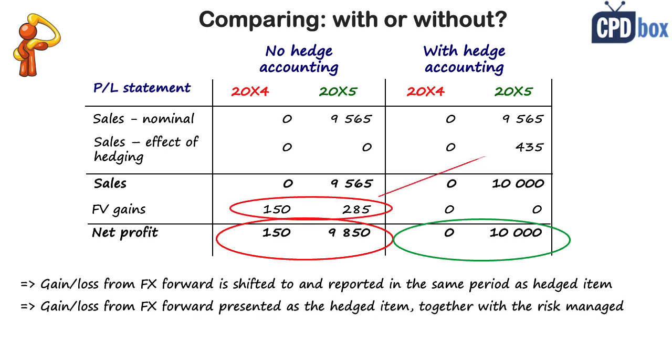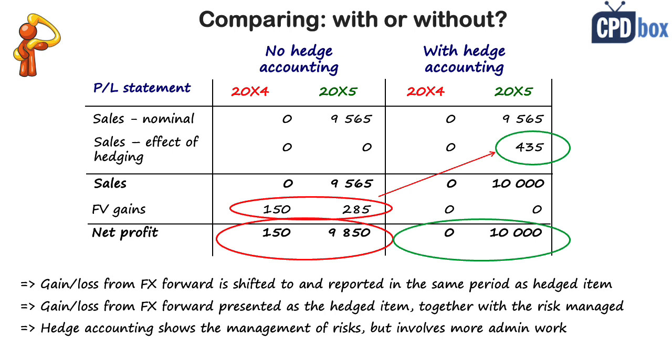Also know that gains from derivative are shown together with sales, not separately as some financial result. And thus, in fact, you are showing the risk management instrument together with the risk managed. In other words, you are not showing your derivative as some speculation or whatever, but as risk management. So yes, hedge accounting shows the risk management nicely, and the sales are reported close to forward rate. But on the other hand, it involves much more administrative work because there are conditions to meet.